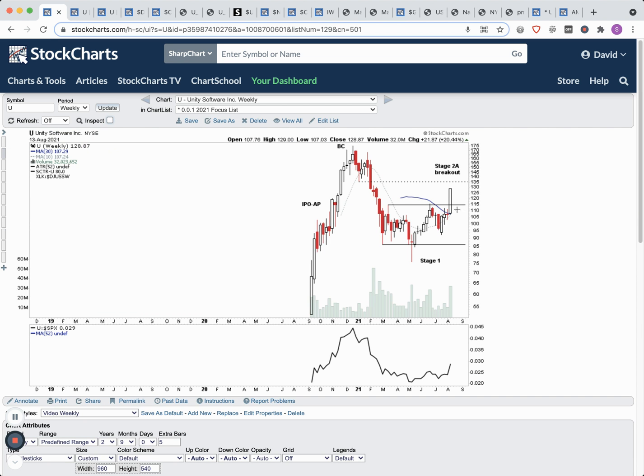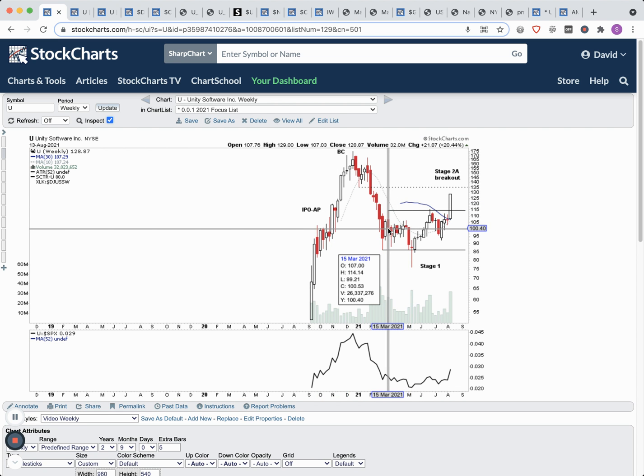So the next point of entry in Weinstein's method is what's known as the stage 2B entry point, not to be confused with stage 2A and stage 2B in the actual stages. It's actually better to use Wyckoff terminology in this and we just call it the backup. In Wyckoff's method, it's known as the backup following the breakout. So we're looking at if we start to move into this near-term resistance here, and then we start the backup towards the breakout level. Our stage 2A breakout pivot was at 114.14 there.